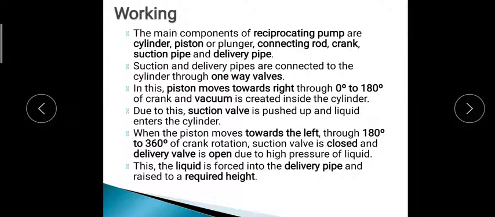At that time the suction valve will get closed and the delivery valve will open up. When the delivery valve is open, the high pressure liquid is delivered to the delivery pipe and it is taken out. Okay, that is the working of the reciprocating pump.